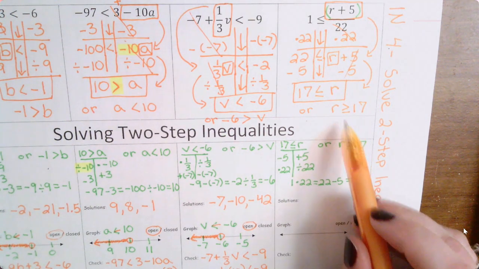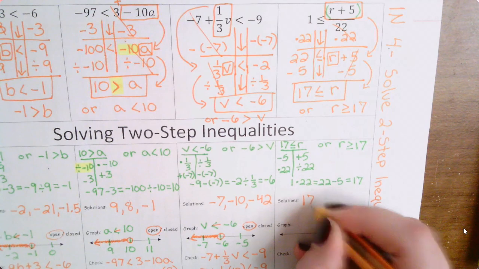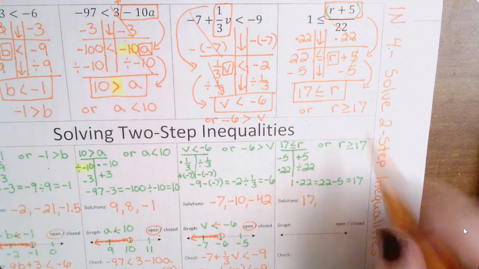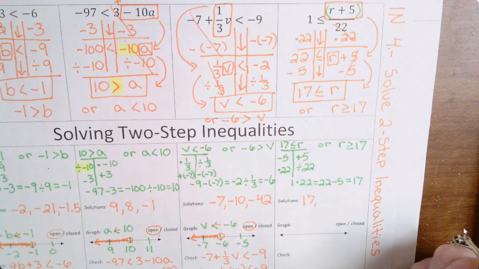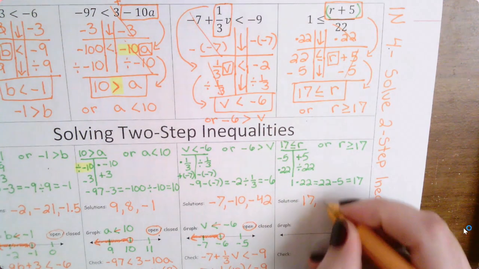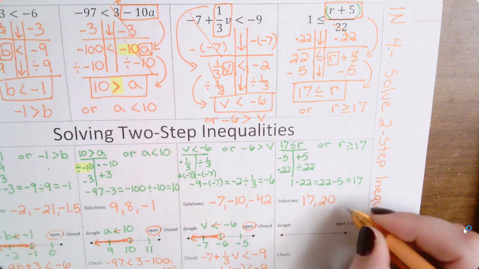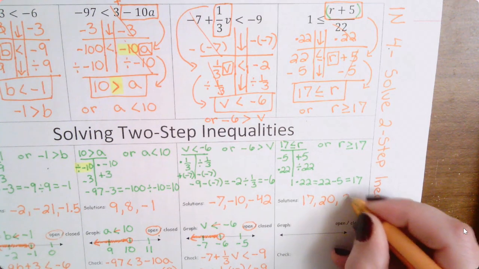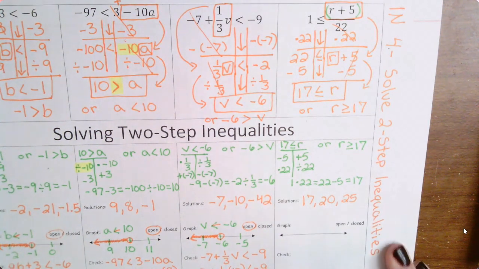First of all, I do know that 17 is a solution in this case because it does have the line under it, meaning or equal to, so 17 works. But I also want numbers that are greater than 17. So you could have 20, you could have 25, could have 100 as long as it's greater than 17.